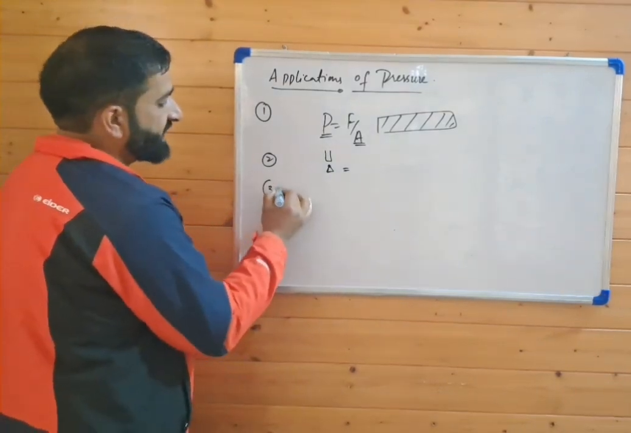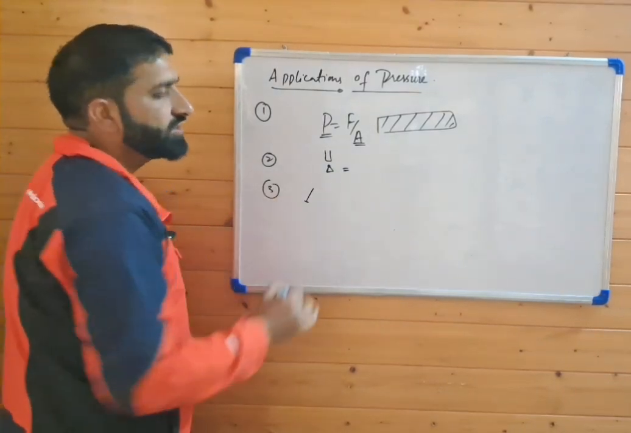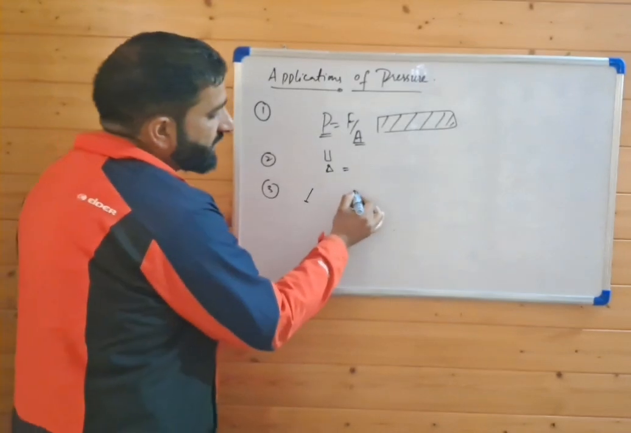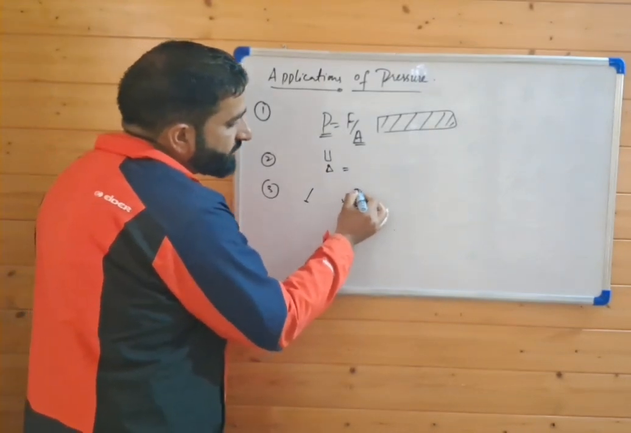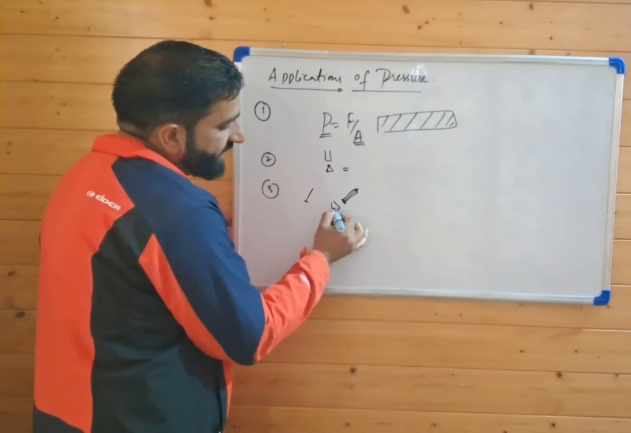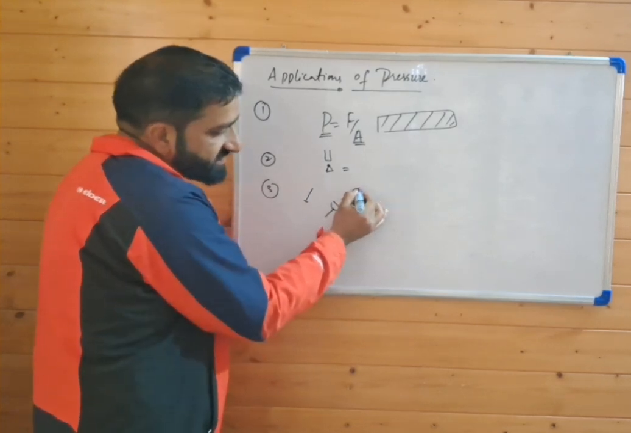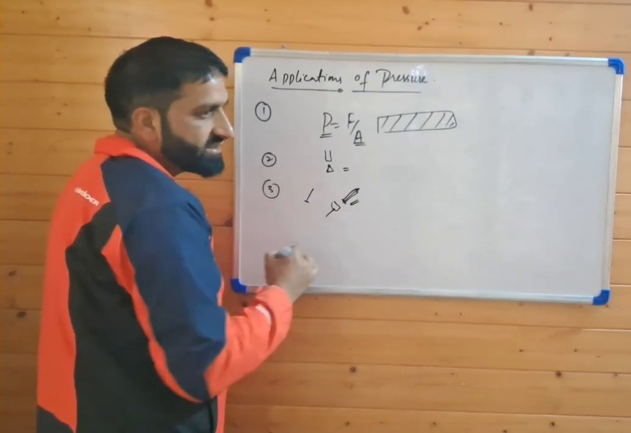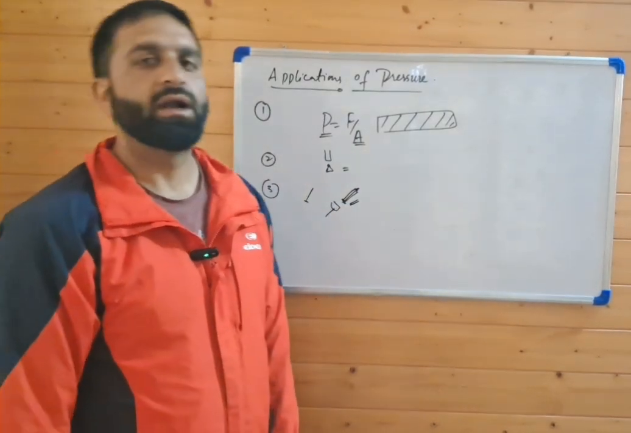Number 3, the nails to be driven into wood or into walls have pointed edges, so that when struck with a hammer, a very large pressure is exerted on this small area and the nail is driven into the wall or wood.